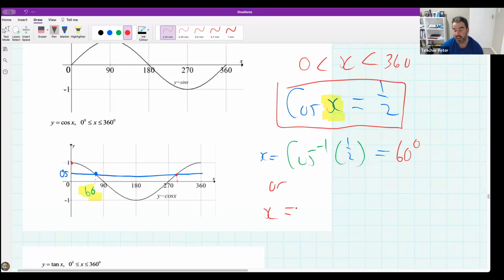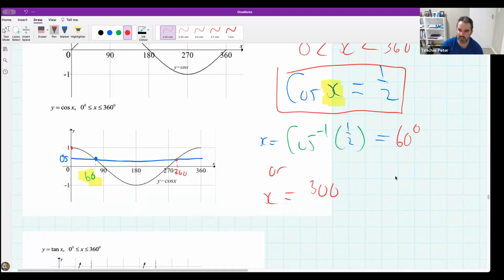Now, I haven't taught this to you yet, and you probably haven't been taught it at school, but I just want you to use common sense. What does it look like? It doesn't look like it's halfway. And you can try this in your calculator, but you will notice that this value is 300. So if you put in your calculator the cos of 300, you will notice that it is also equal to a half. And you can visually see it on the graph.